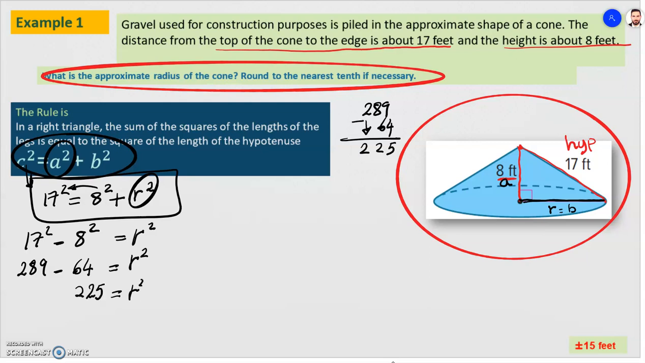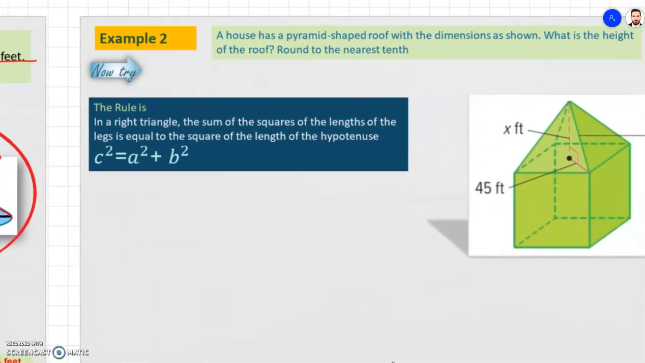225. If you want to get the radius only, not radius squared, you have to take the positive or negative square root of 225. What is the square root of 225? Yes, it's 15. So positive 15 or negative 15. So your answer here, the approximate length of the radius of the cone, is about 15. This is your final answer. I hope that you did the question and understand it very well.